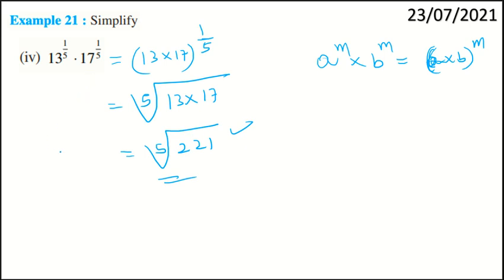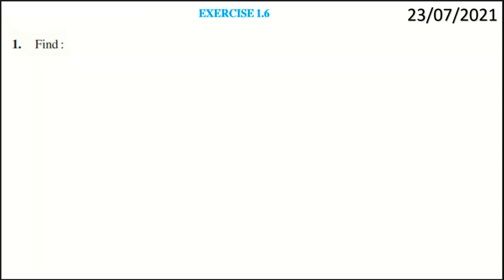Now let's move on to exercise 1.6, main question 1. In that sub question, 64 whole to the power 1 by 2, which is nothing but square root of 64. Square root of 64 is 8.